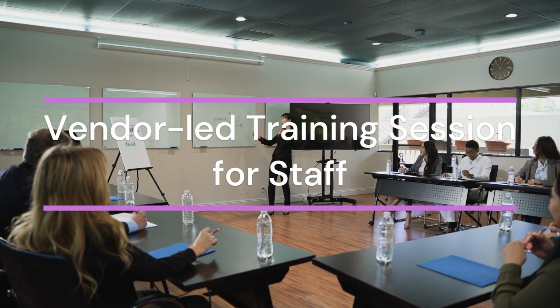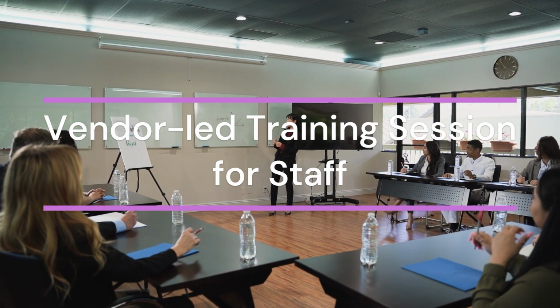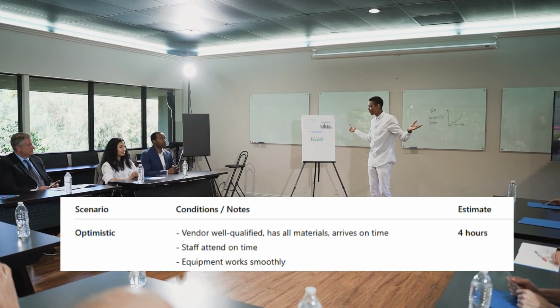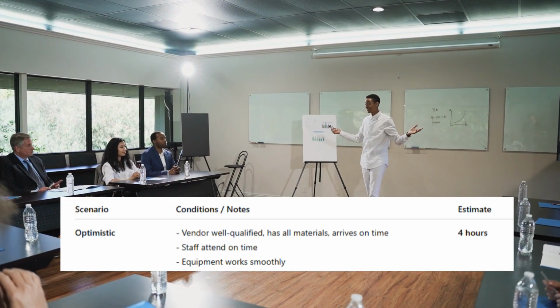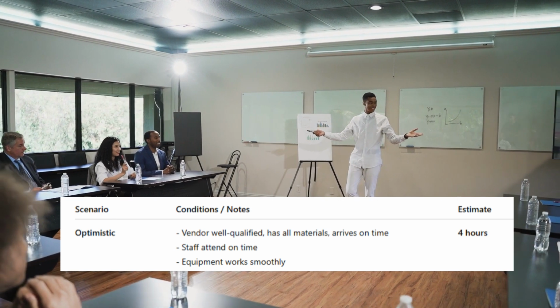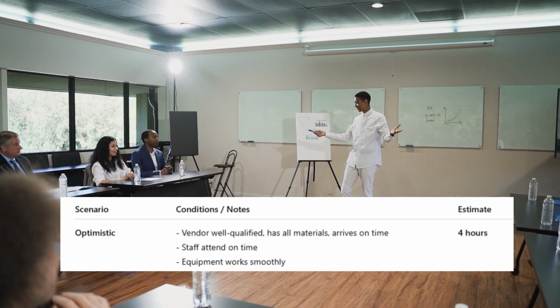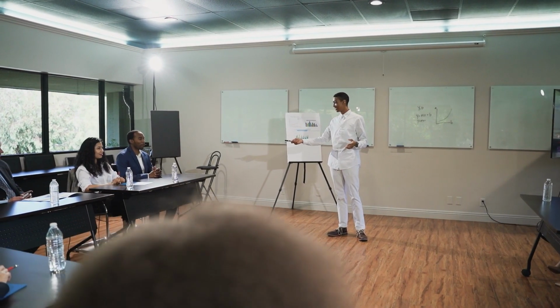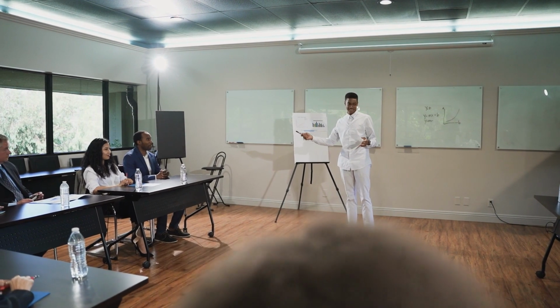Here is an example: a vendor-led training session for staff. So the notes for optimistic: the vendor is well qualified, has all the materials, and shows up on time. The staff shows up in time and successfully completes the training within the scheduled amount of time, and all equipment works. So the optimistic estimate is 4 hours for this task.